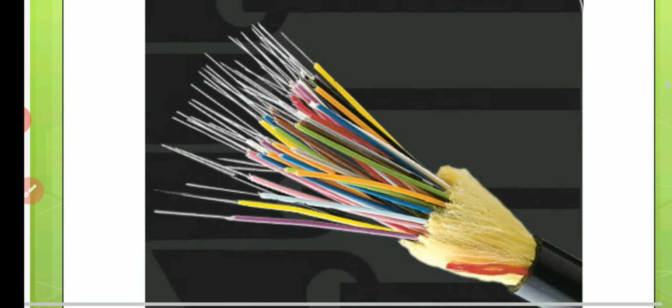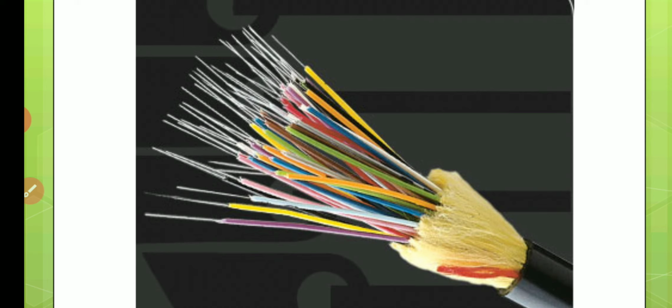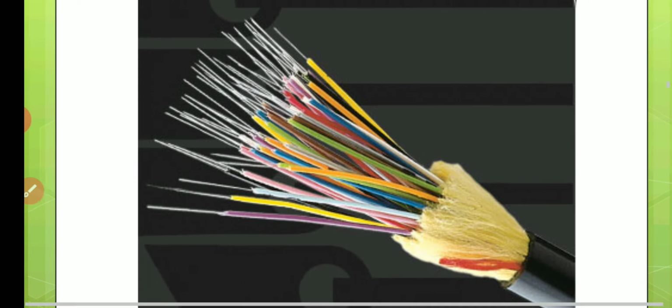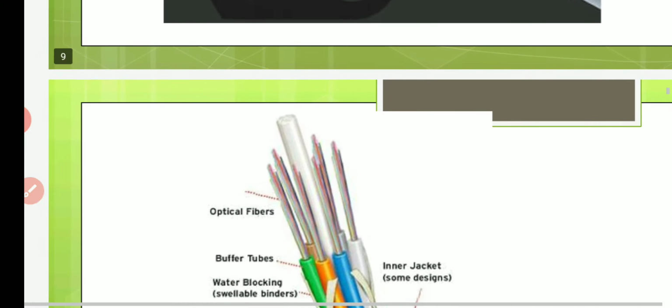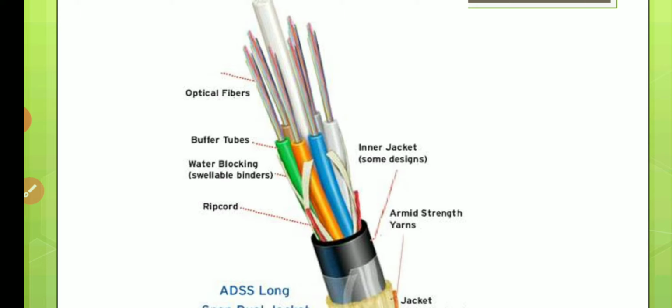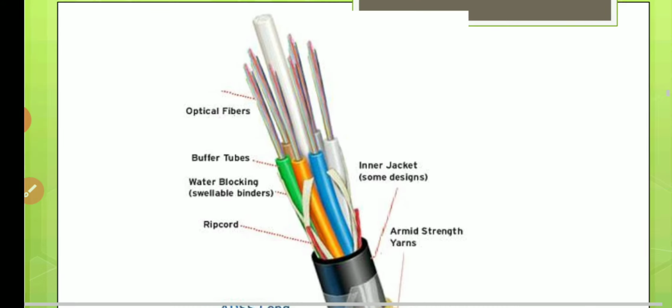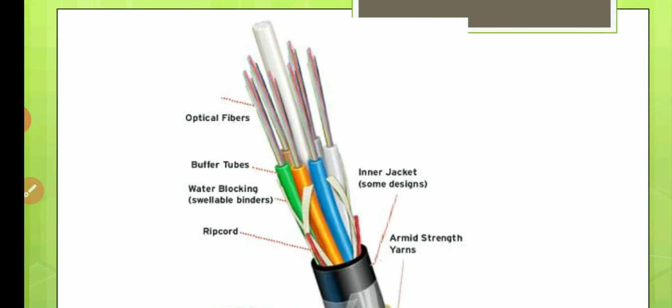Then here is the structure of the optical fiber, that is the white portion at the tip, which is the optical fiber. Its diameter is just like a human hair. Then the outer colored portion is the cladding. Then the outer jacket is for protection. These are the figures of optical fiber. Then another figure, the optical fibers with the inner jacket, some designs. These are all figures of an optical fiber.